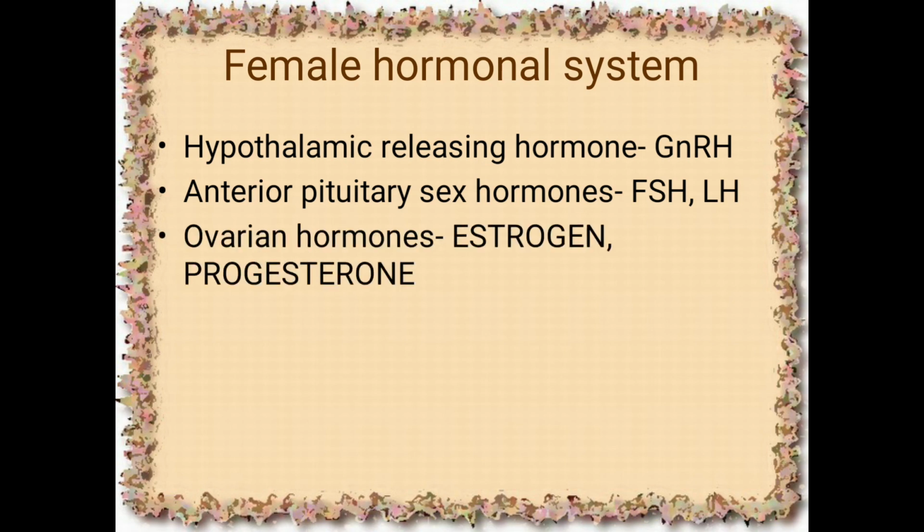Female hormonal system. The major hormones present in females are the hypothalamic releasing hormone GnRH, gonadotropin releasing hormone, the anterior pituitary sex hormones follicle stimulating hormone and luteinizing hormone, and the ovarian hormones estrogen and progesterone. These hormones play a major role in the female reproductive system.